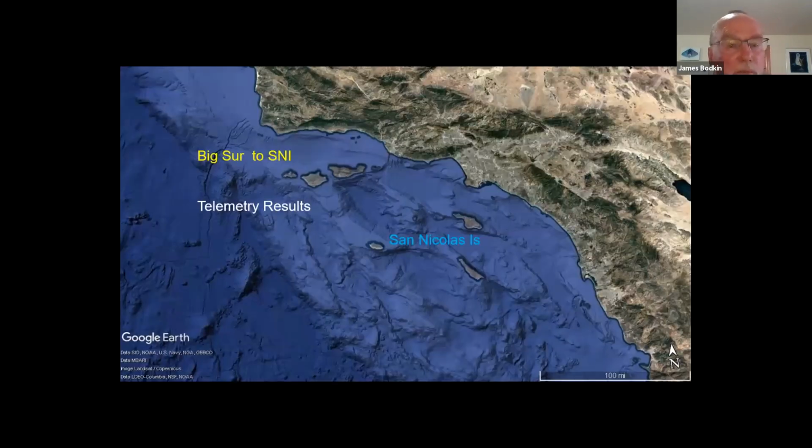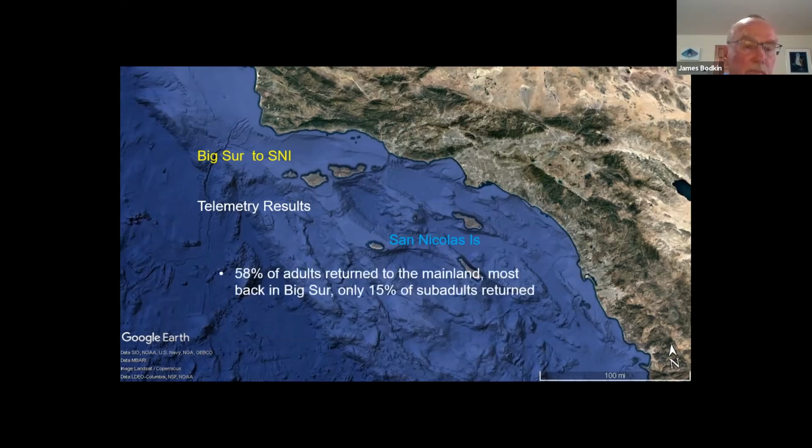But because animals were instrumented with radio transmitters, and because we had a fairly intensive effort to monitor post-release abundances and distribution of sea otters, we have some fairly interesting results. You can see the location of San Nicolas Island here. This is the Los Angeles Basin here, Point Conception here, and San Diego down here, and San Nicolas Island here. 58% of the adults that were shipped out to San Nicolas Island returned to the mainland, and most of those back to or near their home ranges in the Big Sur coastline.